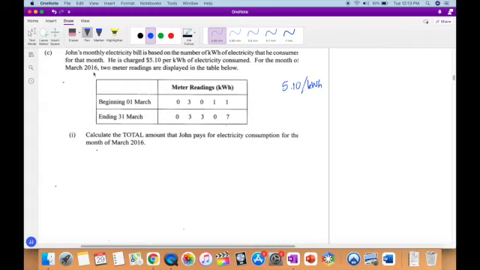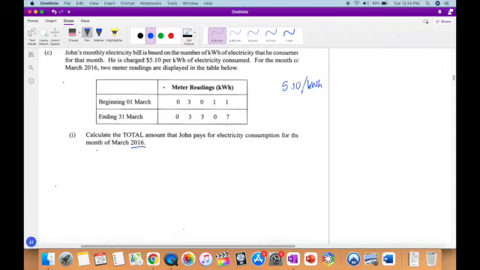For the month of March 2016, two meter readings are displayed in the table below. So the beginning of March, and we have the end of March, and we have these meter readings here. That's interesting, right? Calculate the total amount that John pays for electricity consumption for the month of March 2016. So we have here readings in kilowatt hours.